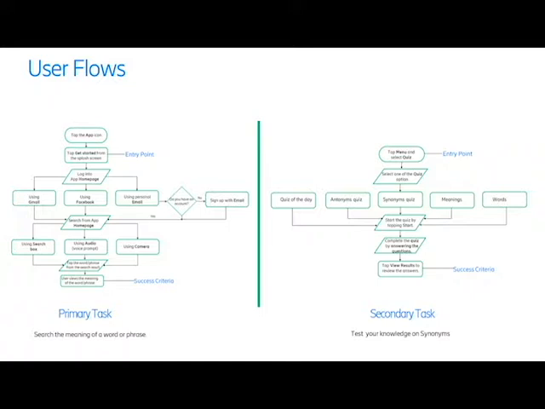So for the primary task, if the user is logging in to the app for the first time, he has to sign up either using the social network IDs such as Gmail or Facebook, or using a personal email ID to create an account. Once he creates an account, he logs into the home screen, and from the home screen, there are three ways to search the meaning of a word: either entering the word in the search box, or using audio, that is a voice prompt. The third option is using a camera.